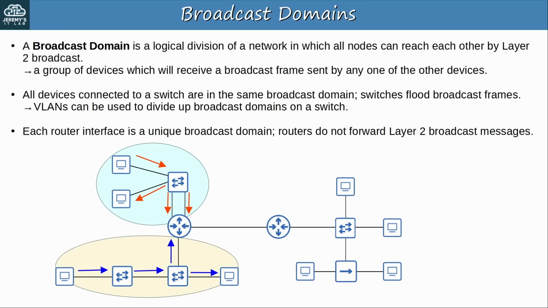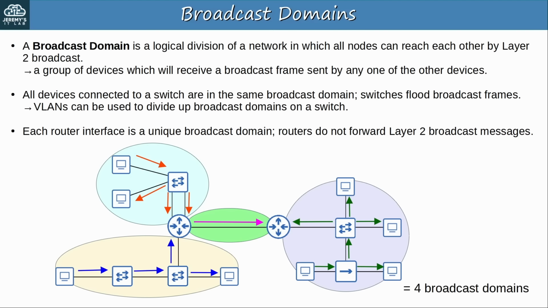Here's a second broadcast domain, and this connection between the two routers is a broadcast domain too. They will receive each other's broadcast messages. And finally, this group of devices is also in a single broadcast domain. So, in this network, there are 4 broadcast domains. Collision domains are something we don't really have to think about in modern wired networks thanks to switches, but broadcast domains are definitely something you should be aware of and trying to minimize through the use of VLANs.